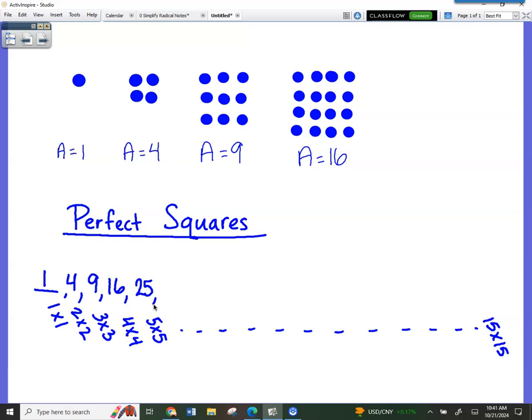Yes, we're doing this on the back. There's not enough room on the front. Don't forget I'm recording. 49. I'm recording, guys. You're on the back of the paper, filling in the first 15 perfect squares.